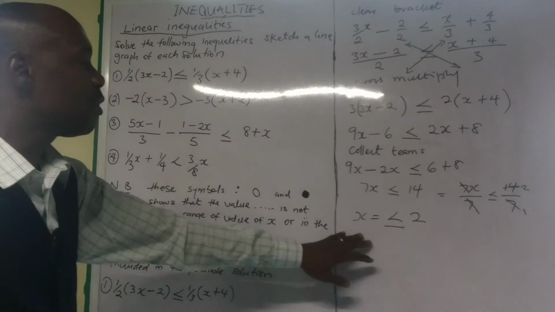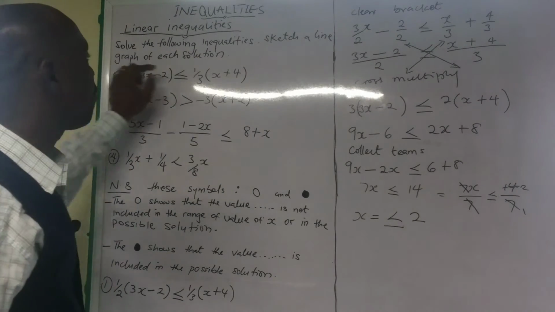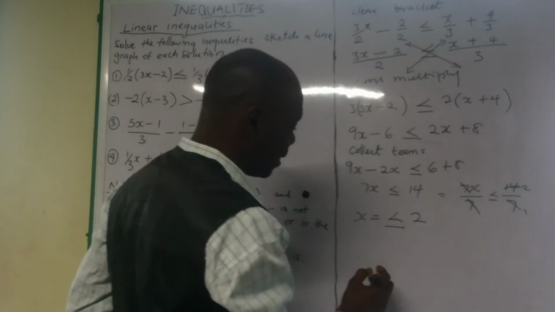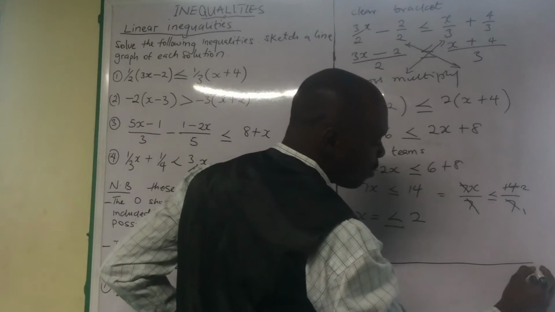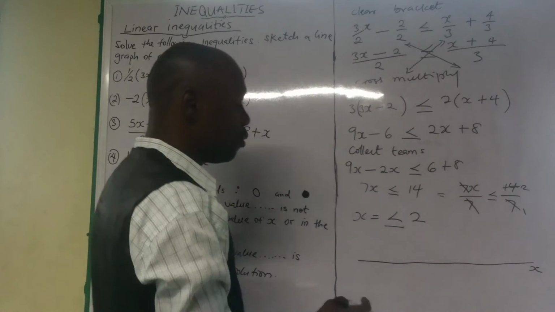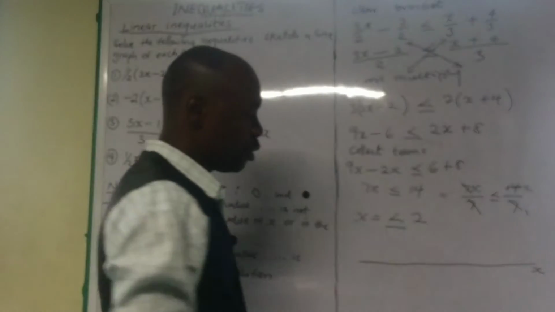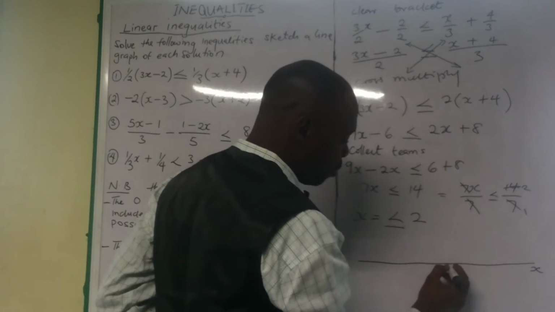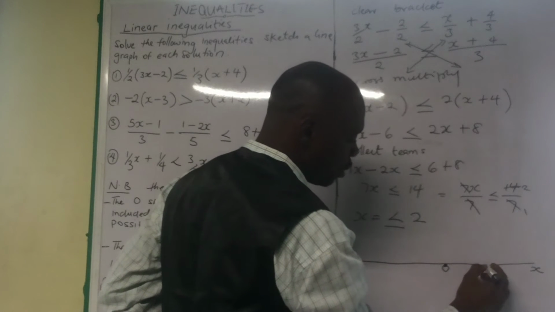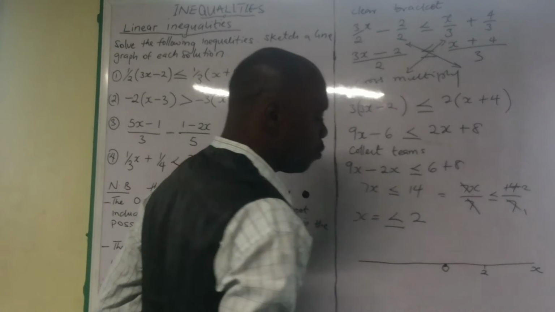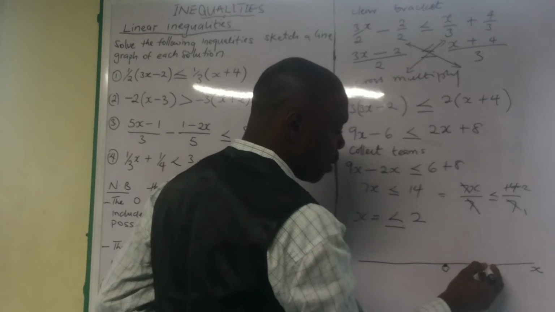That's the answer we have here. But based on what we talked about, sketch a line graph of each solution. So the line graph will now look like this. A straight line, we put our x here, and mind you, this particular one is less than or equal to 2. So that means our 2, let's put our 0 here, then 1, let's put 2 here. We now draw less than or equal to, so the line will come up like this.